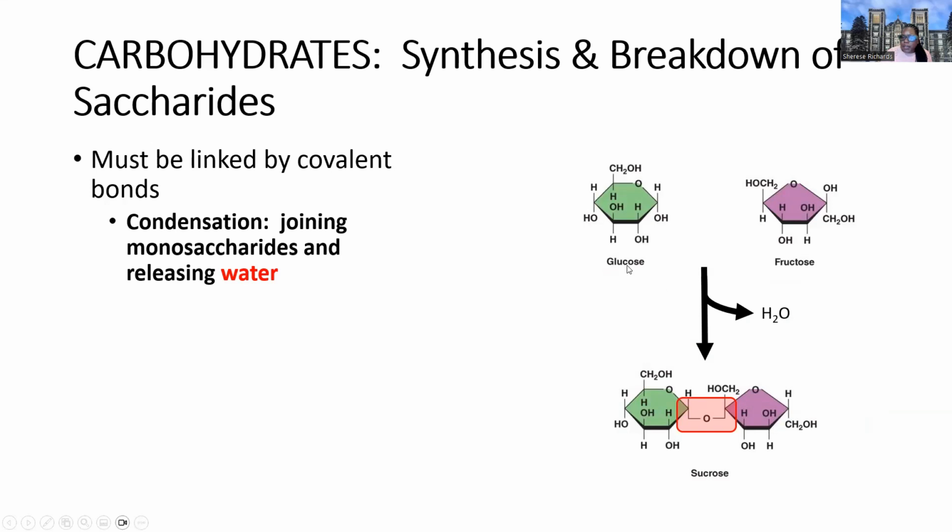In the example here, we have glucose joining with fructose, and then the end result is to form sucrose by way of condensation, the release of water, and the formation of the covalent bond.